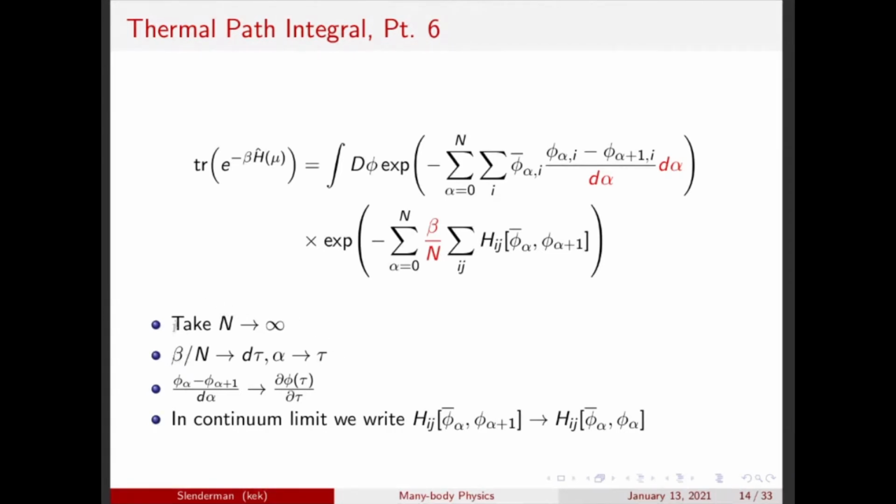So if we make these substitutions I've highlighted here, then I'm going to replace this alpha with tau to make it more suggestive that this is similar to the path integral in quantum mechanics.